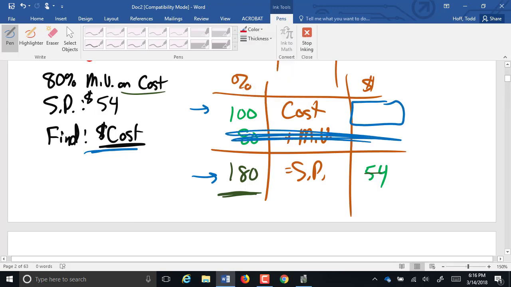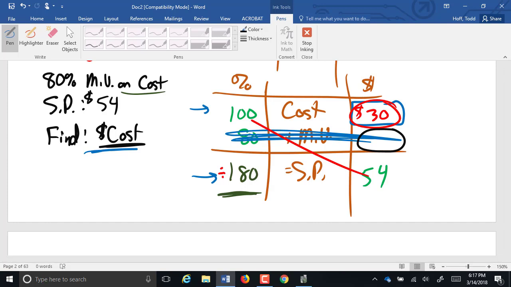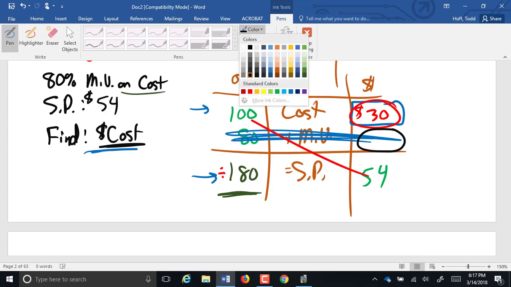What gets multiplied? The 54 and 100, right? 100 times 54, 5,400. Divided by 180 is 30 bucks, the cost. It's possible you used the 80 and found this and then subtracted. Yeah, and that would work. It'd be 80 times 54 divided by 180 gives you $24. Yep, that's just fine.